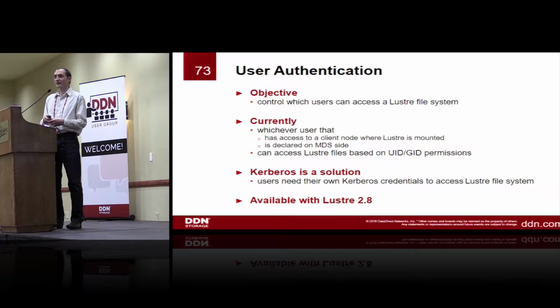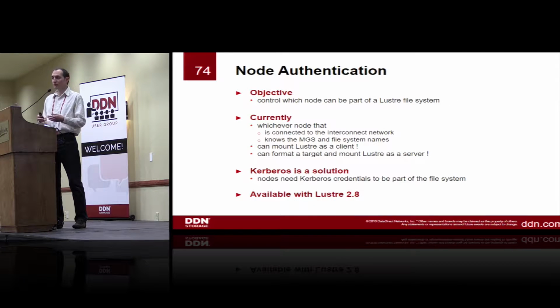Thanks to Kerberos support in Lustre from Lustre 2.8, we are able to authenticate users that access files hosted on Lustre file systems. First, users have to authenticate with their own Kerberos credentials and then can access the Lustre files based on their UID and GID. But more importantly, thanks to Kerberos support, we are able to authenticate nodes that are part of our Lustre file system.